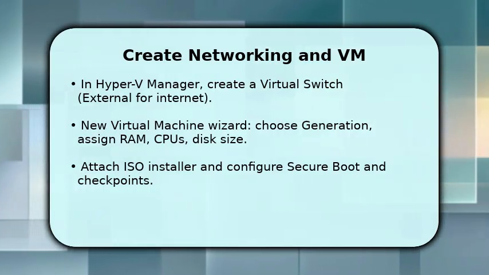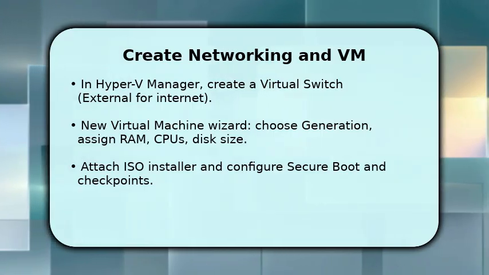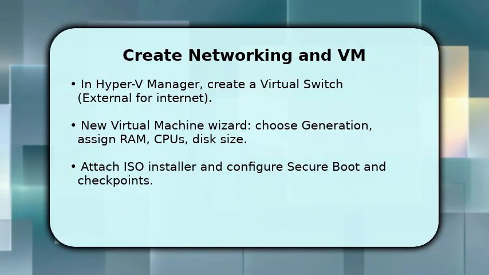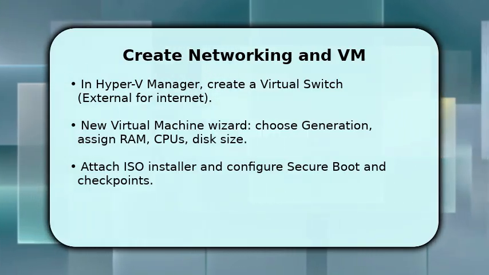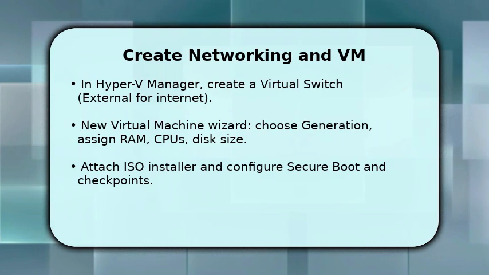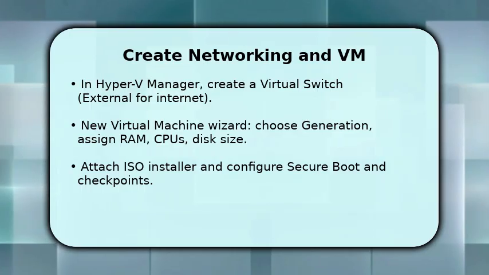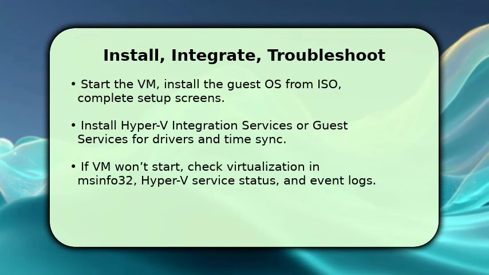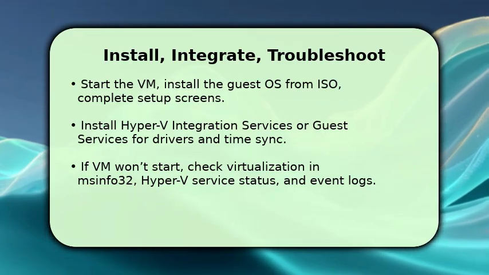Pick generation 1 or 2 depending on your OS, allocate memory, use dynamic memory if desired, assign processor count, and create a virtual hard disk with adequate size. Attach the OS ISO to the virtual DVD drive and enable or tweak secure boot and checkpoints before starting the VM. Start the virtual machine and walk through the guest OS installer exactly like on physical hardware.